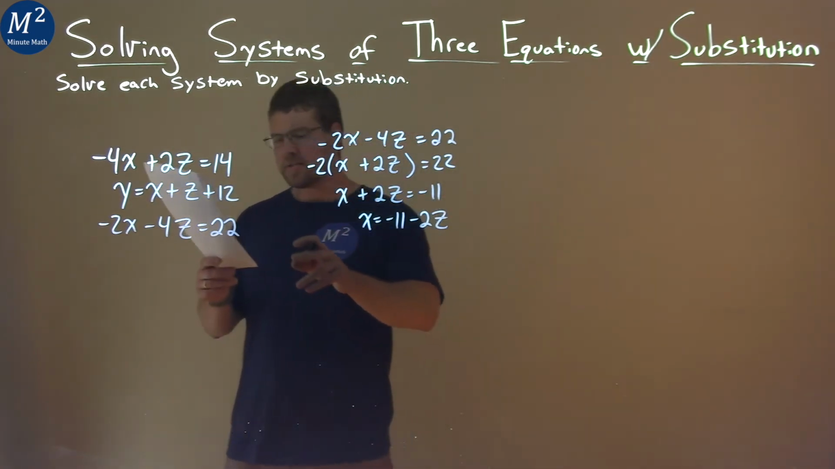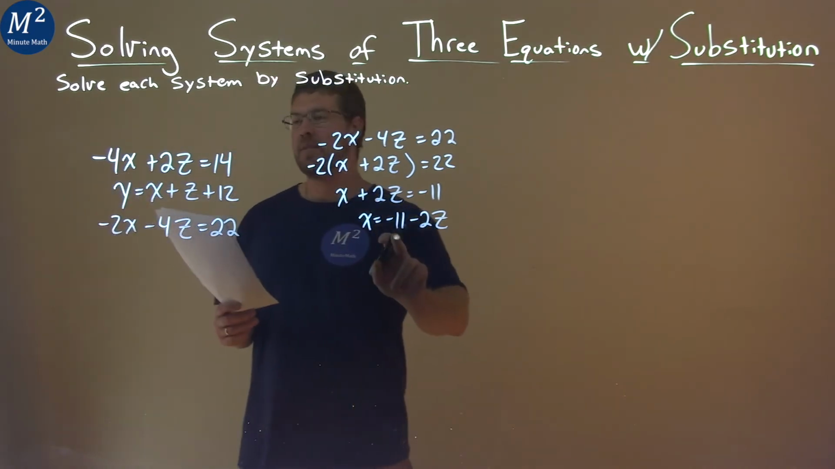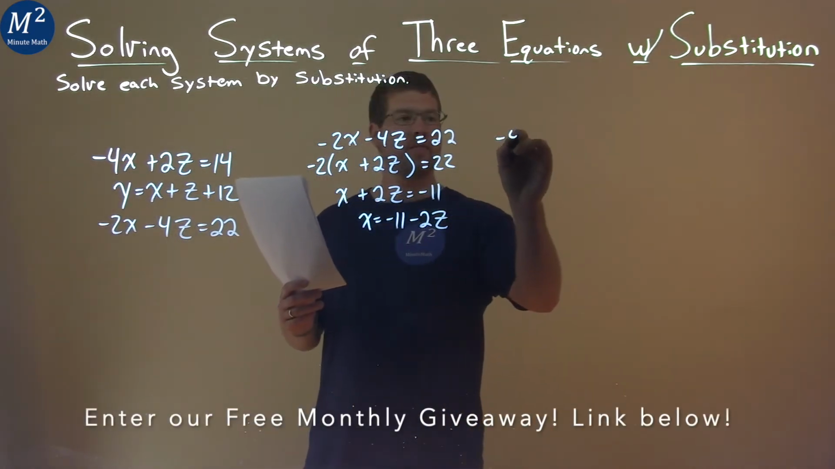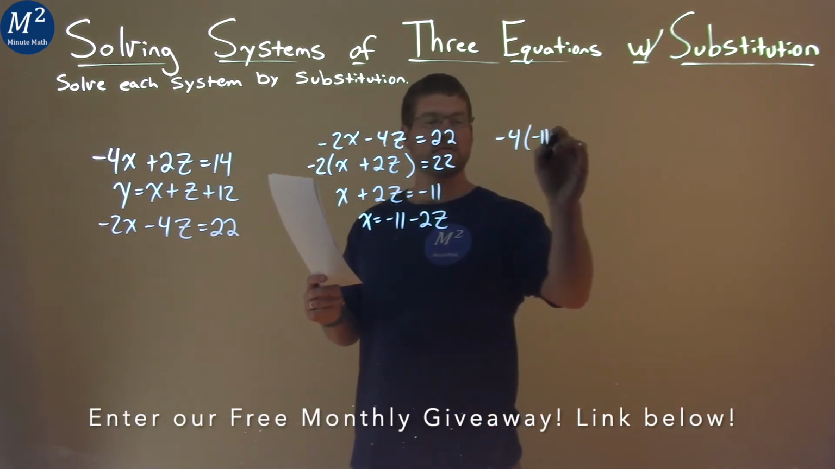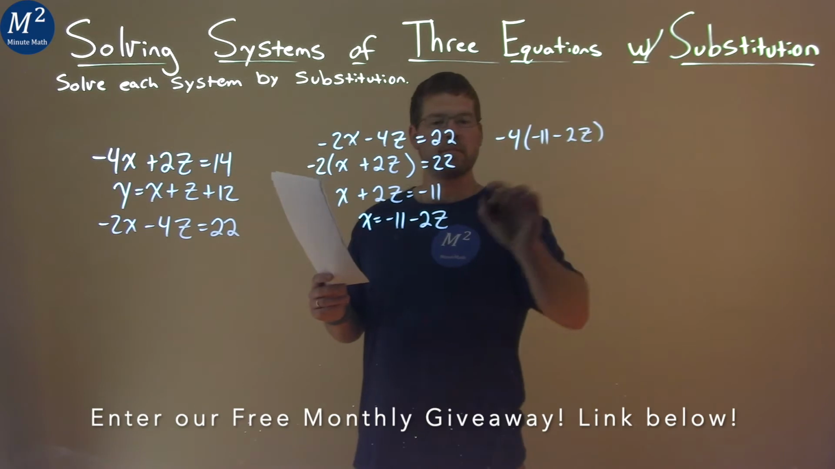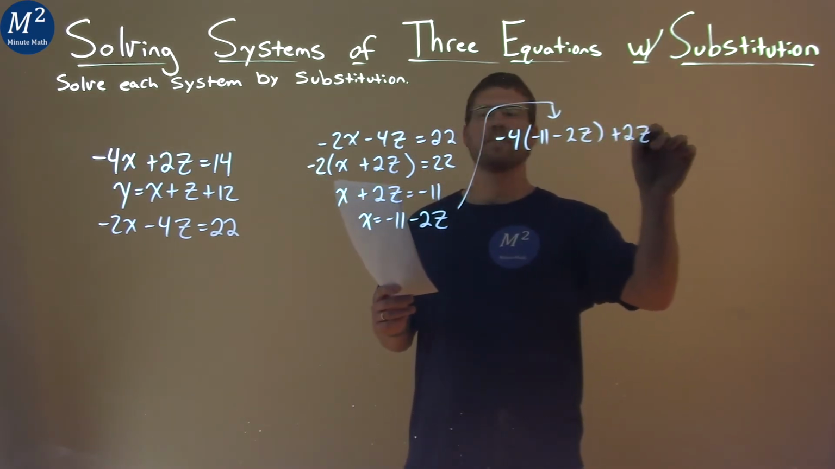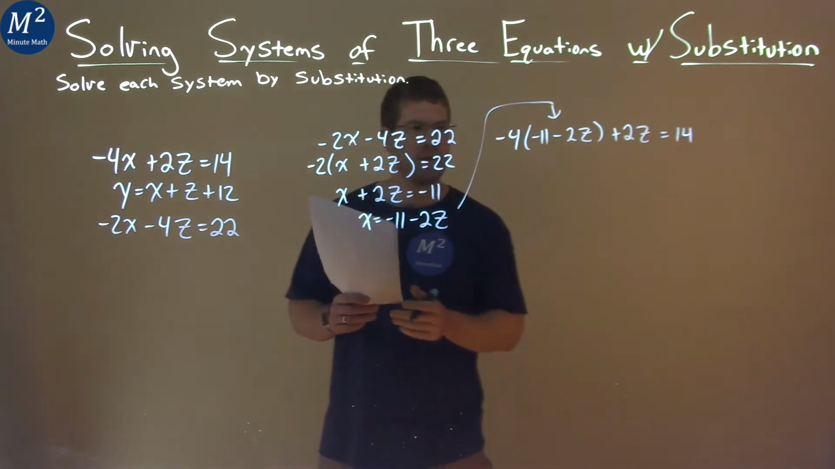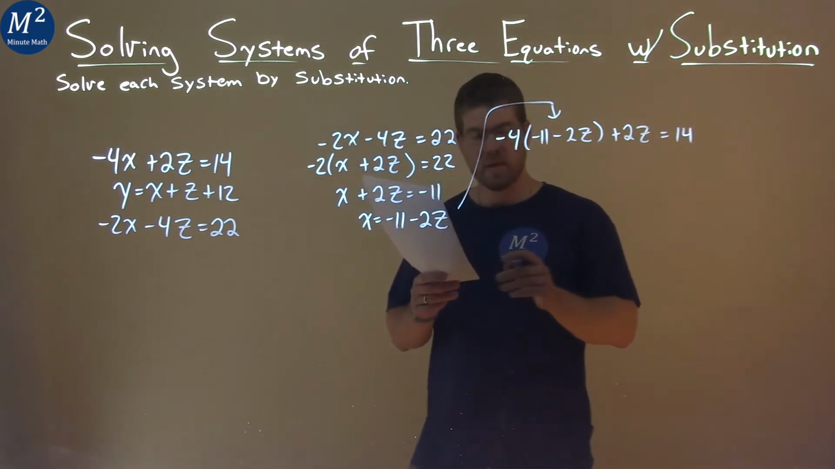Let's look at our first equation. Our first equation is in terms of x and z, and we can substitute that in. So we have negative 4, but instead of x, I'm going to put the negative 11 minus 2z that we just found. So you can see that right here. Plus 2z equals 14. And now we have all the information we need to solve for z.